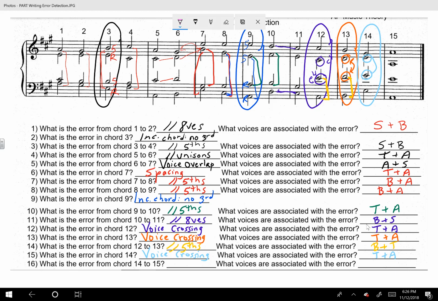Question 16. What is the error from chord 14 to 15? Parallel octaves between the alto and the bass voices. Here's alto, E to A. Here's bass, E to A. Parallel octaves are forbidden.